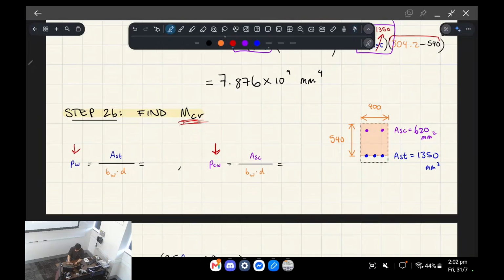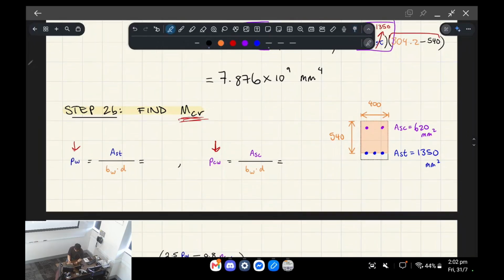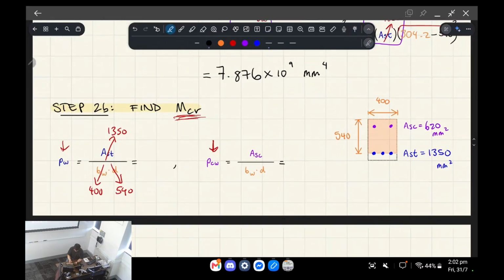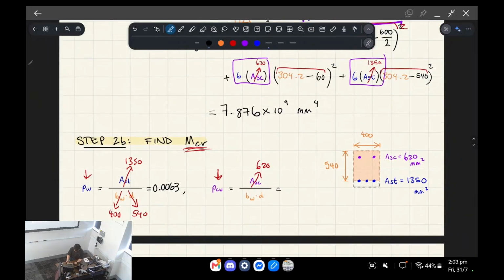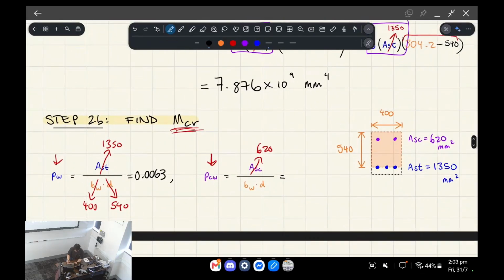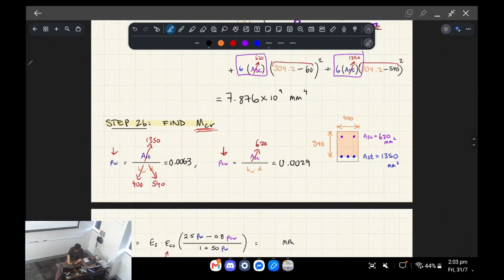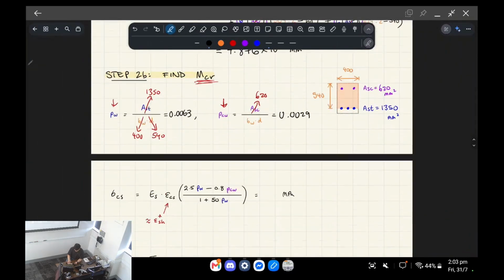And this will give you the tensile steel ratio. So if you do 1350 for your tensile steel, 400 for your web width, and 540 for your effective depth, this gives you a ratio of 0.0063. Then doing the same thing for the compressive steel, except you plug in area equal to 620 with the same denominator, you get 0.0029 for PCW. So that's the compressive steel reinforcement ratio.